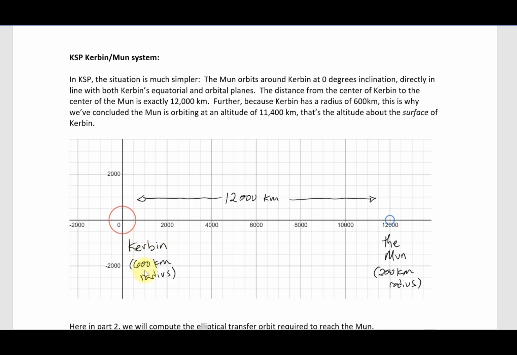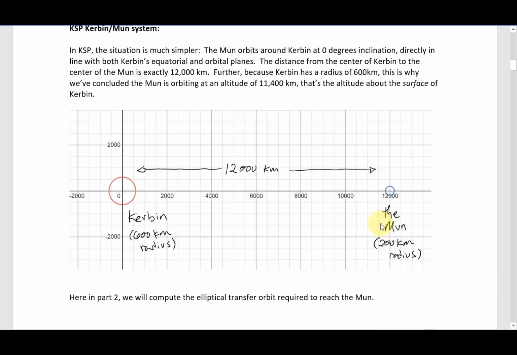So here's Kerbin with a 600 kilometer radius, and the distance from the center of Kerbin to the center of the Mun, that's 12,000 kilometers. But because Kerbin has a 600 kilometer radius, actually from the surface of Kerbin to the Mun, that's 11,400 kilometers. So here in part 2, we'll compute the elliptical transfer orbit required to reach the Mun from Kerbin.